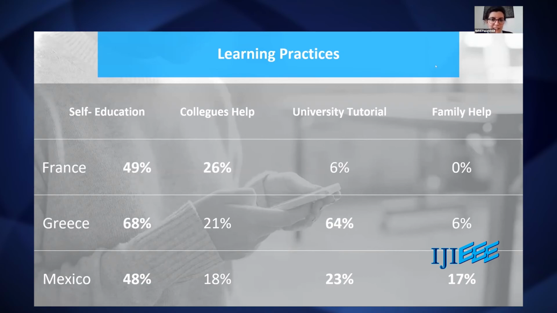Then we have colleagues' help in France, basically, and university tutorials basically in Greece with 64%. And I want to actually tell you that we were quite impressed by the fact that family help was something very important in Mexico with 17%, while in France we had 0% replies on family help. But we will try to explain that later.